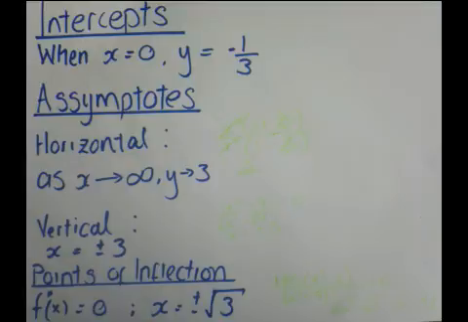For the intercepts, in this case we only have one: when x is equal to 0, we get y is equal to minus 1 over 3. That will be the only intercept we have here.